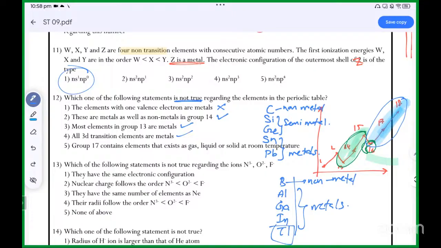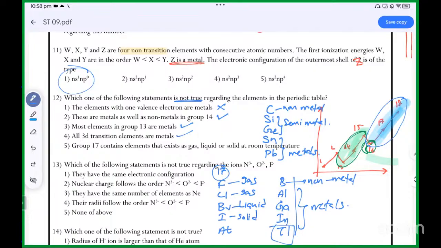This is also something we need to learn. Group 17, those are fluorine, chlorine, bromine, iodine, and astatine. Forget about astatine. Astatine is a radioactive element. Fluorine is a gas. Chlorine is a gas. Bromine is a liquid. Iodine is solid. Astatine is also a solid. So the 17th group is one of the rare groups where we can see gases, liquids, and solids in the same group, right?